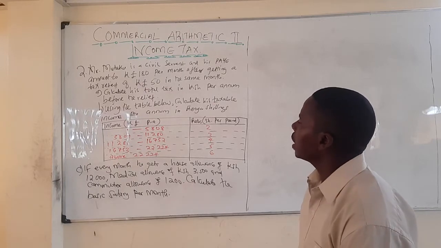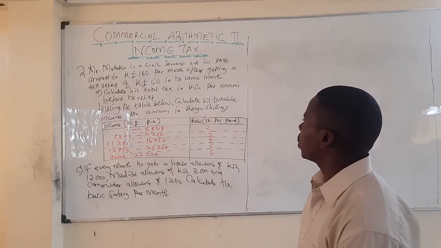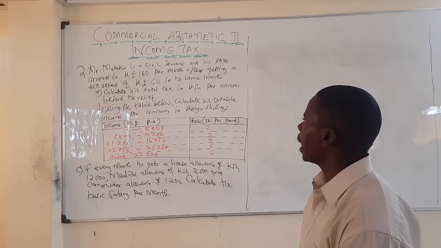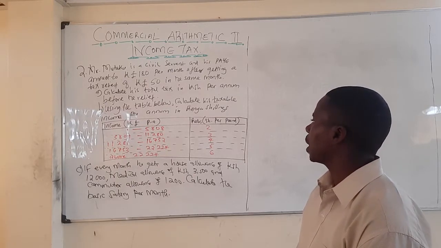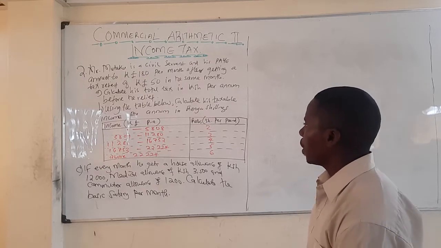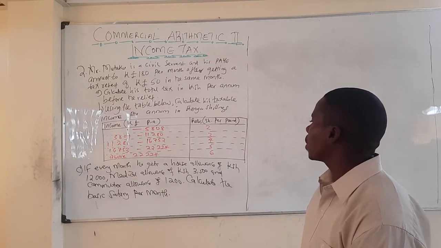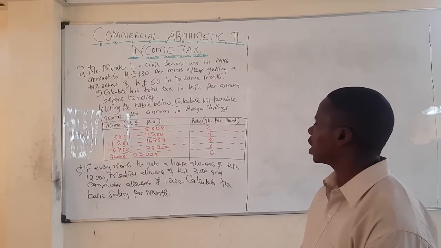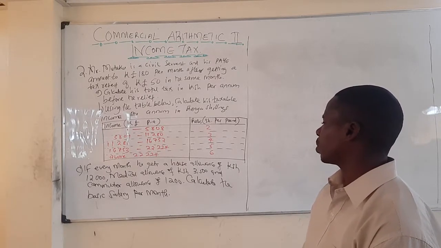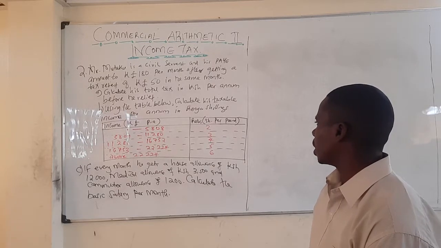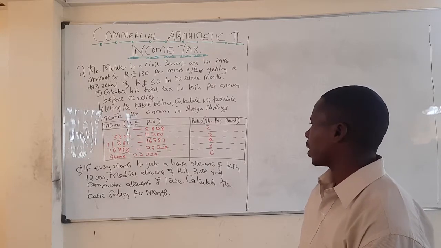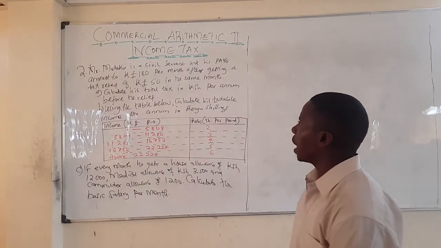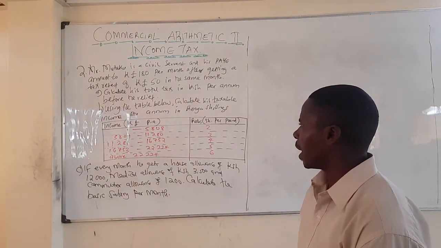Then part B, you are given a table. You calculate his taxable income per annum in Kenya shillings. And lastly, every month he gets a house allowance of 12,000, a medical allowance of 3,500, and a commuter allowance of 1,200. Calculate his basic salary per month. So that's our question. It's a very good question.